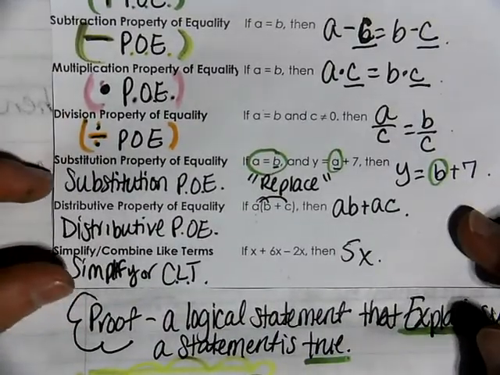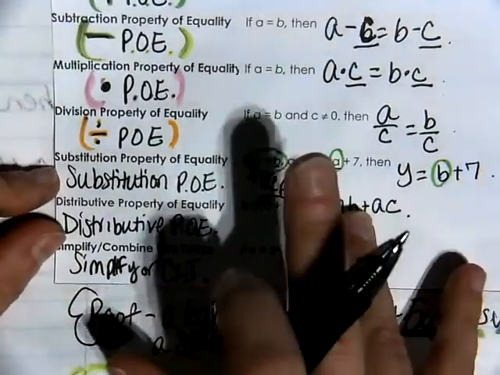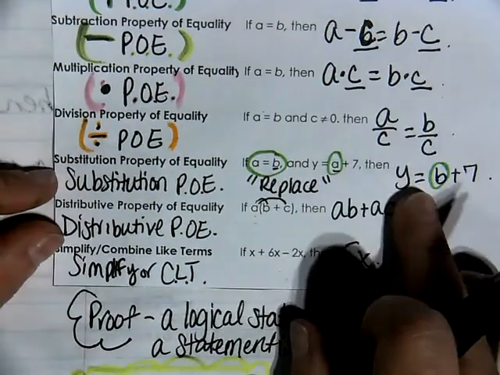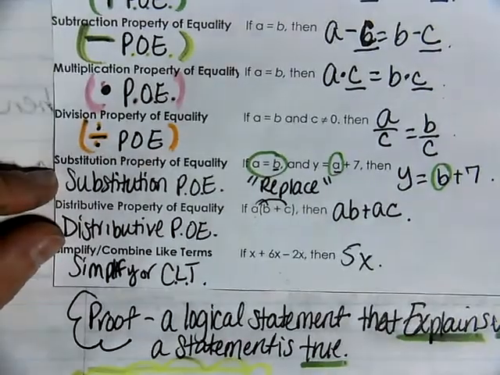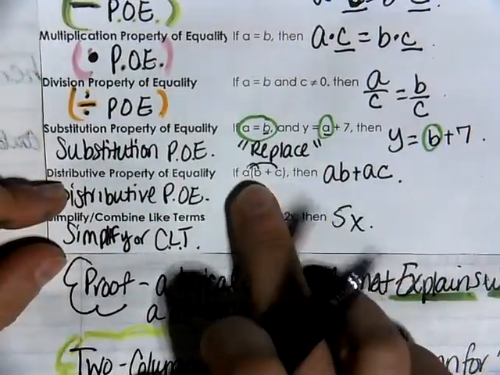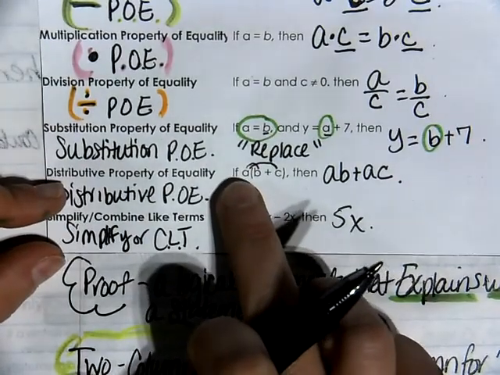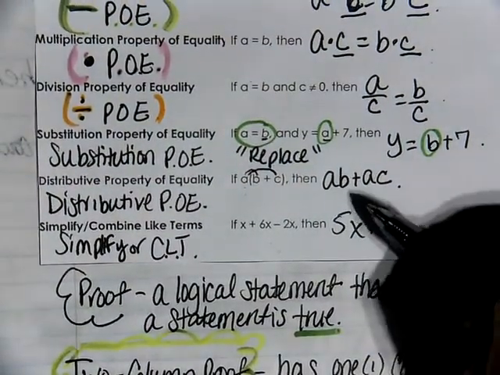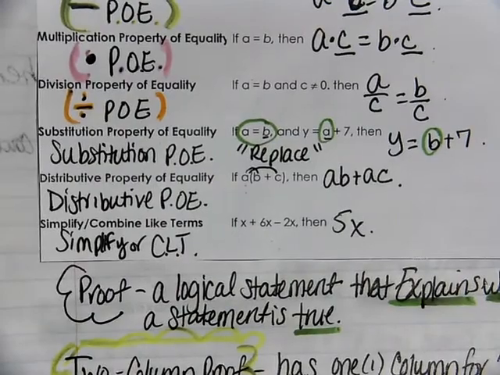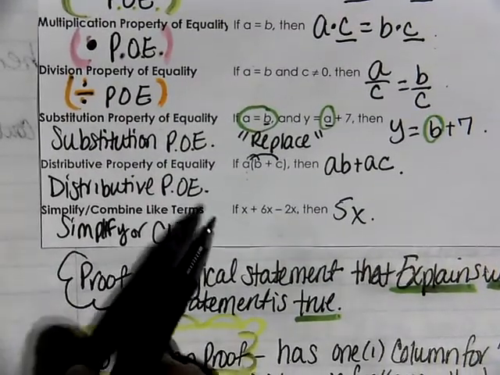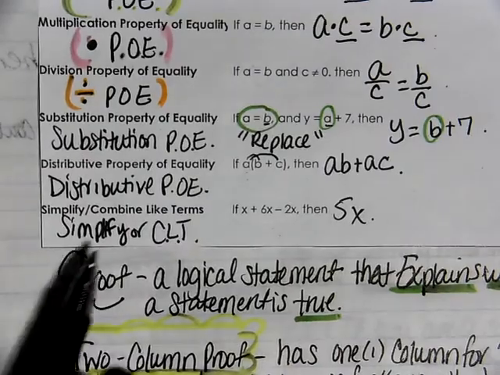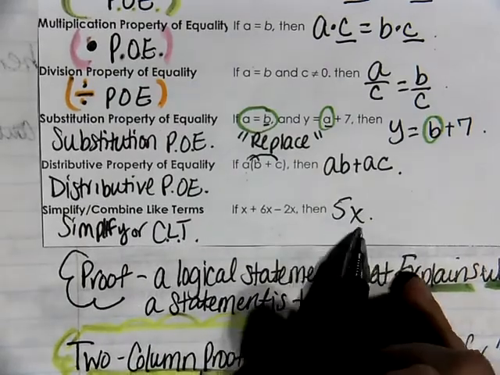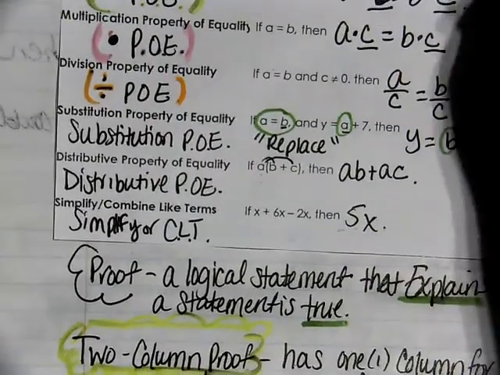We also had the property of substitution, which means that you do a replacement. We have a equals b, y equals a plus 7. That's the same as y equals b plus 7 if a and b are the same thing. We also have the distributive property of equality that says that if you have a number on the outside of a set of parentheses, you can distribute that number by multiplying it to each term inside, and you'll end up with an equivalent statement. Finally, if you ever have to combine like terms where you would simplify the problem, we would either write the word simplify or CLT to come up with a more simplified answer.